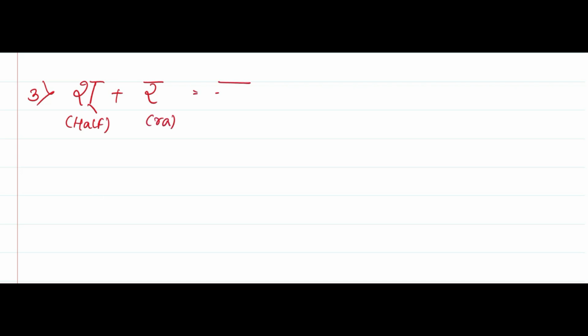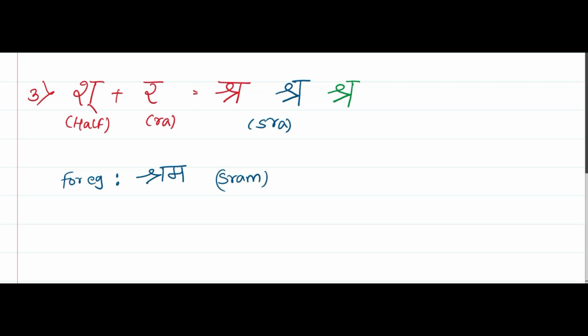then it becomes like this. So one more time, you make a line, you make a circle, you make a line, and then a vertical line. Like this. This is called shra. So if I give one example, this is shram. Shram is nothing but hard work.